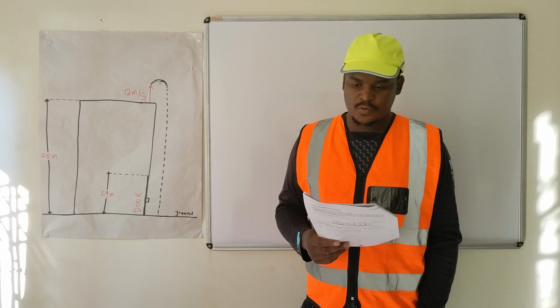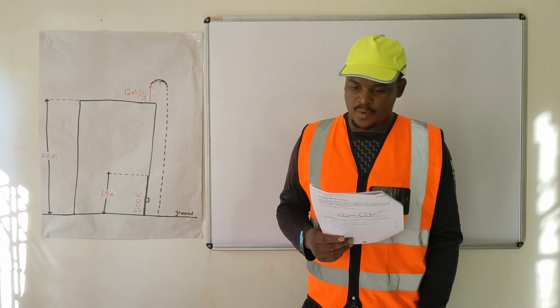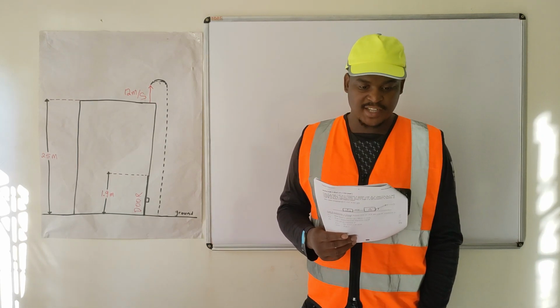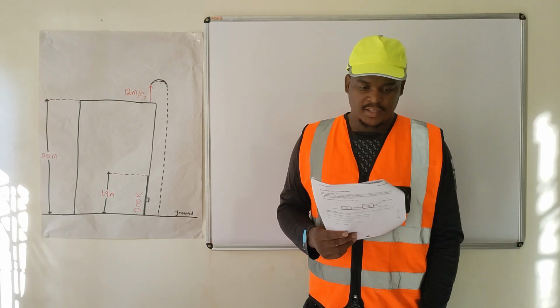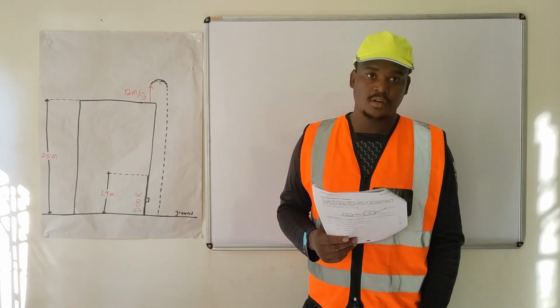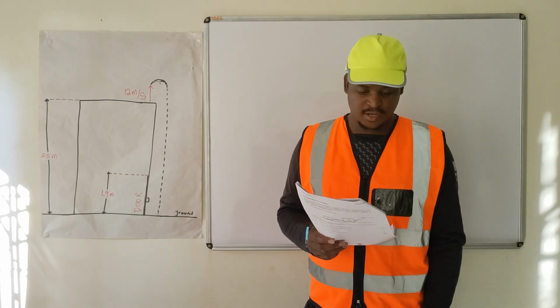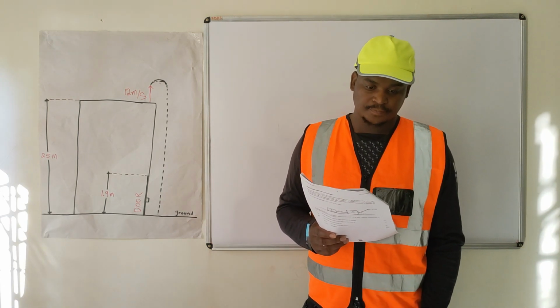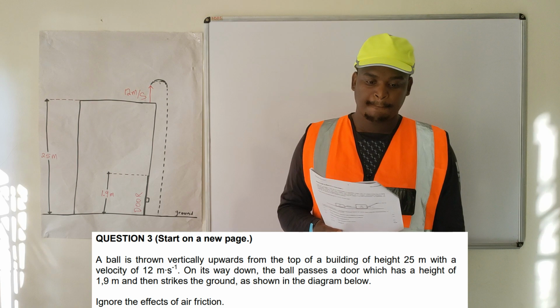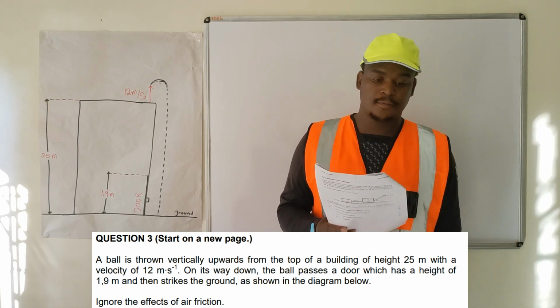So in this video we're doing question 3 of the November 2022 question paper, Physical Sciences Paper 1, and these are vertical projectiles. So I'll be reading the statement here on our question paper and then answer the questions that follow. Okay, so I'm going to read the statement now.